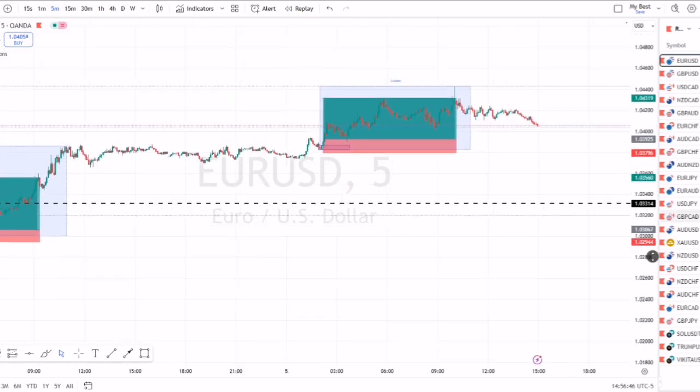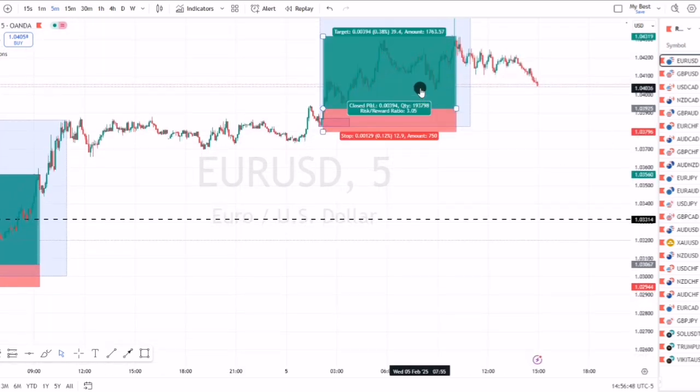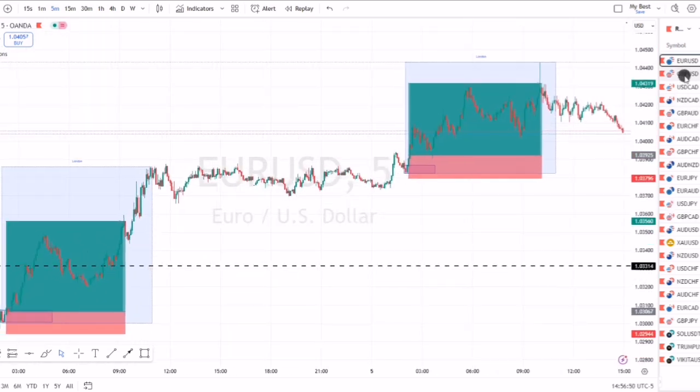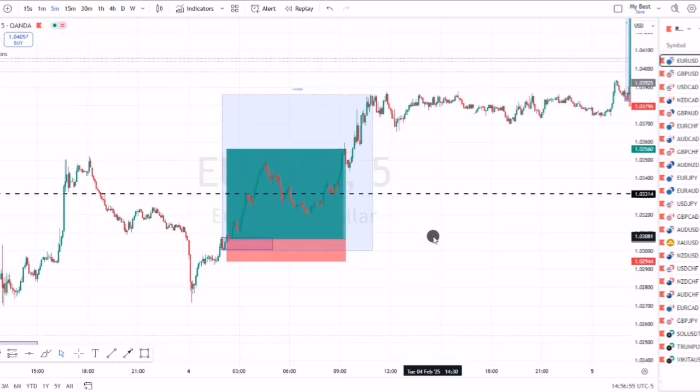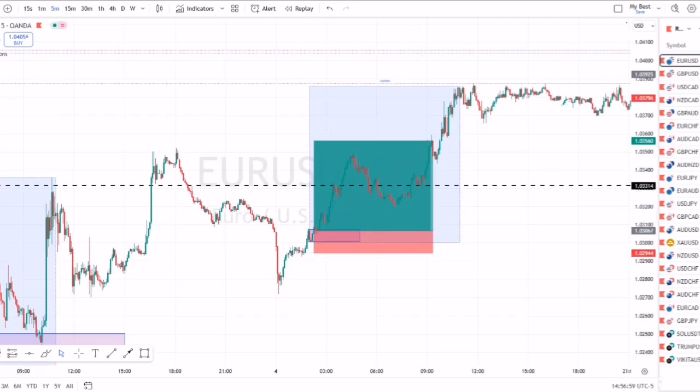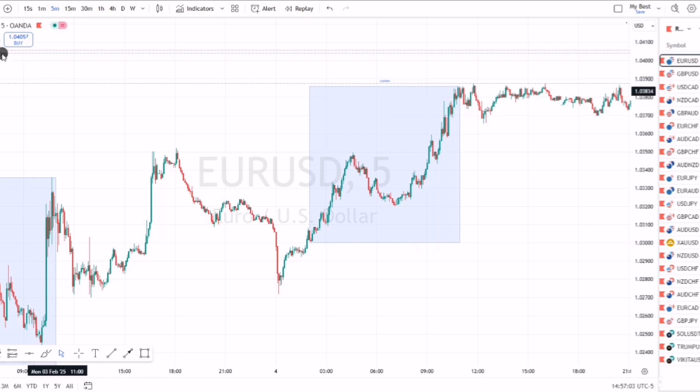Let's move forward. This was a 1 to 3. Okay, so you can also do a 1 to 4. So that's the basic entry rule about the strategy. Maybe I can just show you how to set up the indicator. Let's remove this one.